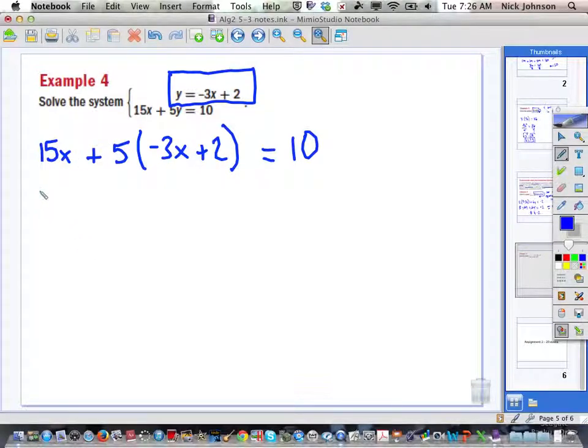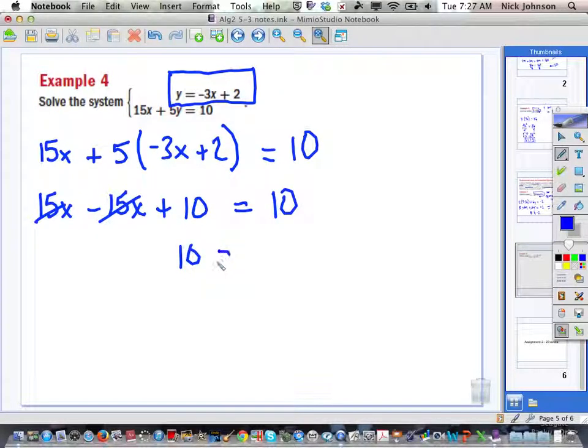Get rid of your distributive property. 5 times the negative 3x is a negative 15x. 5 times a positive 2, a positive 10, equals 10. Have faith in your math. Your 15x's are going to add out. Leaves me with 10 equals 10. Is that true? Yes, that is true.